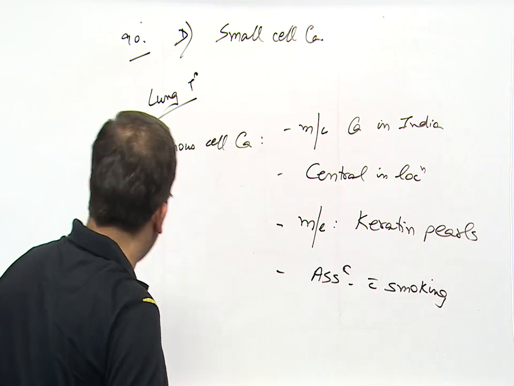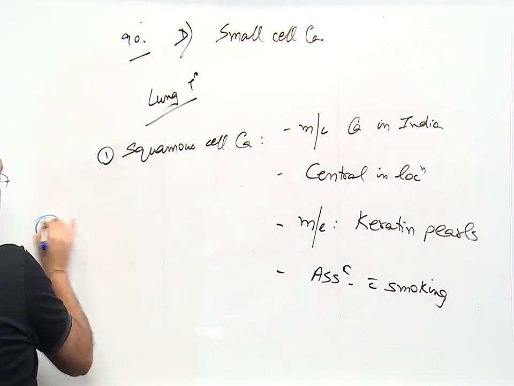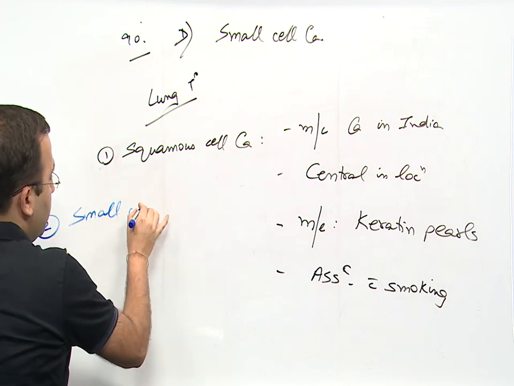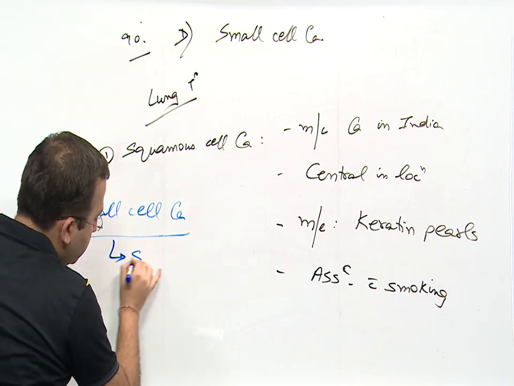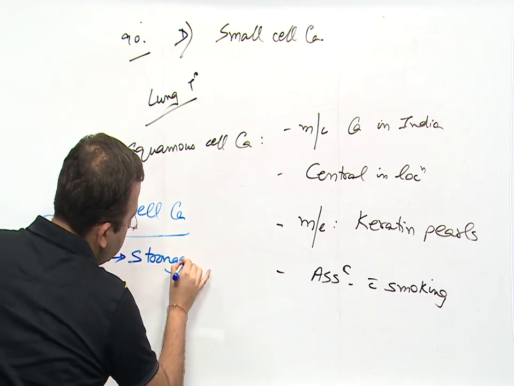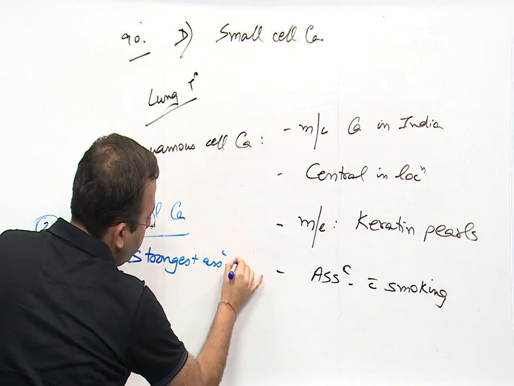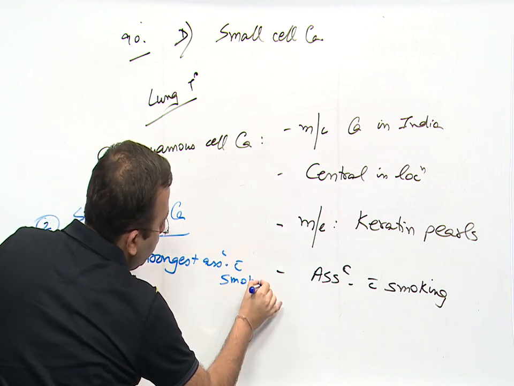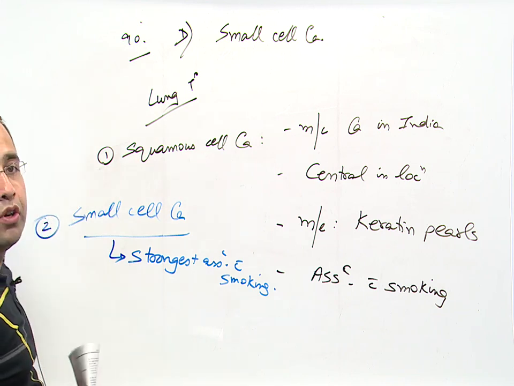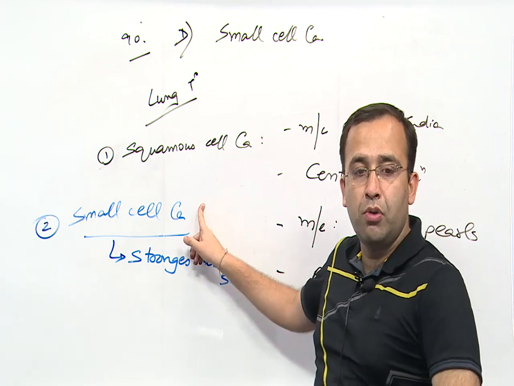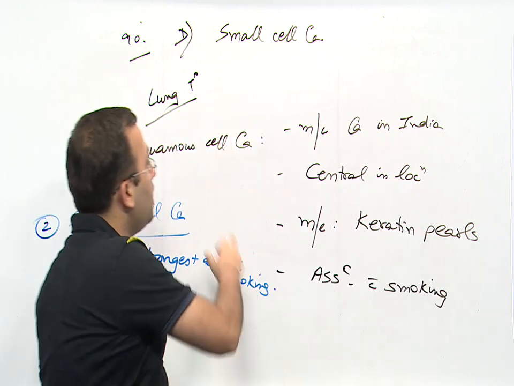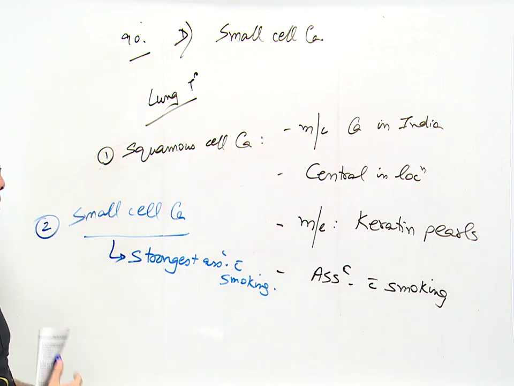But coming to the next tumor, that is small cell carcinoma of the lung. This has the strongest association with smoking. So with smoking, the strongest association is with small cell, followed by squamous cell carcinoma.